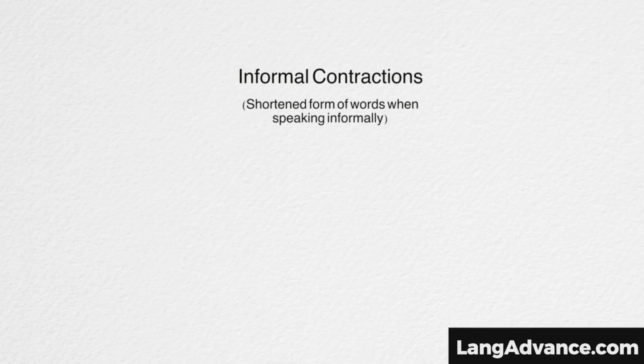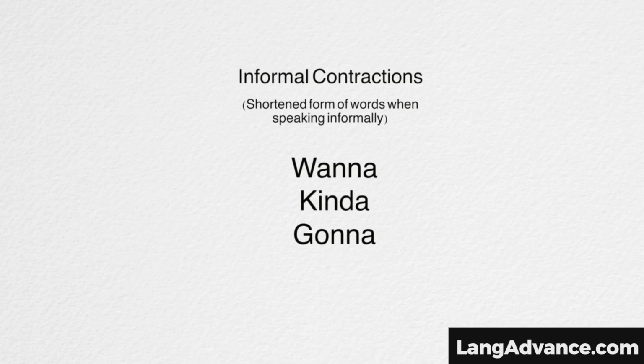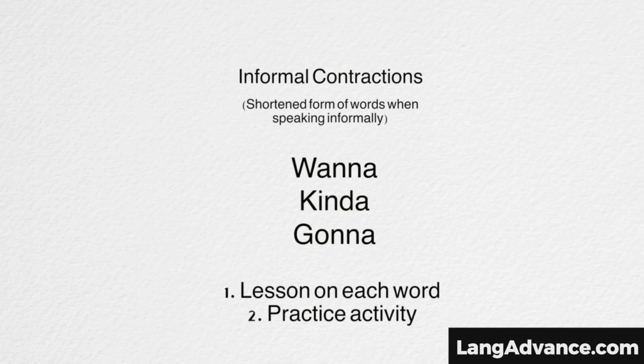Today, we are going to focus on 3 informal contractions in particular: wanna, kinda, and gonna. Tyler and I used these informal contractions during our conversation about restaurant culture. We're going to talk about each one, and then you will complete an activity to practice using them. After you complete the lessons and exercises that follow, try listening for these words or using them yourself the next time you're around a native English speaker.